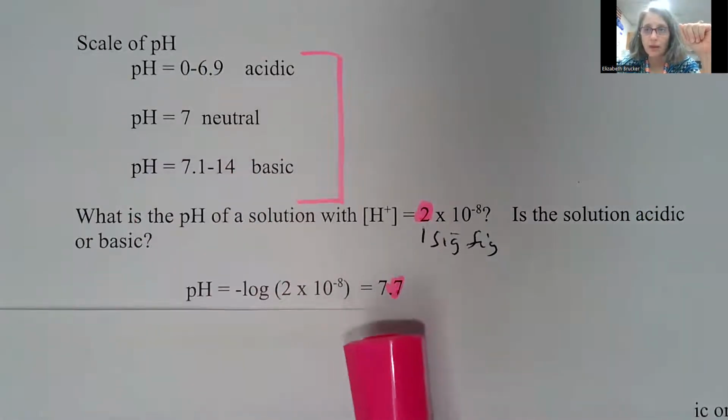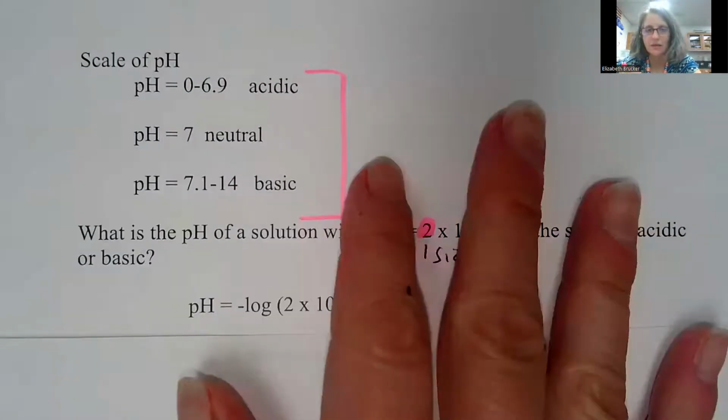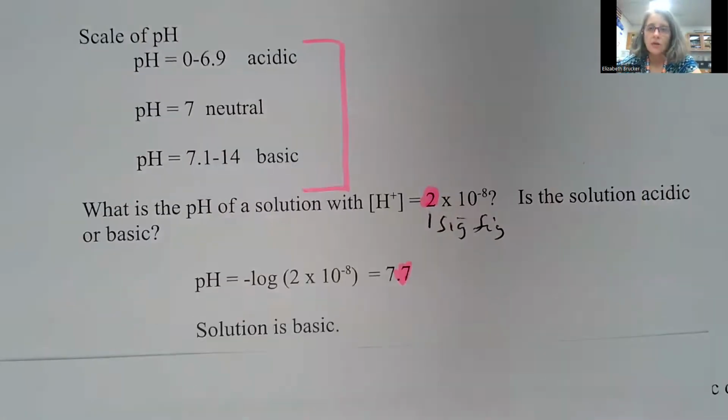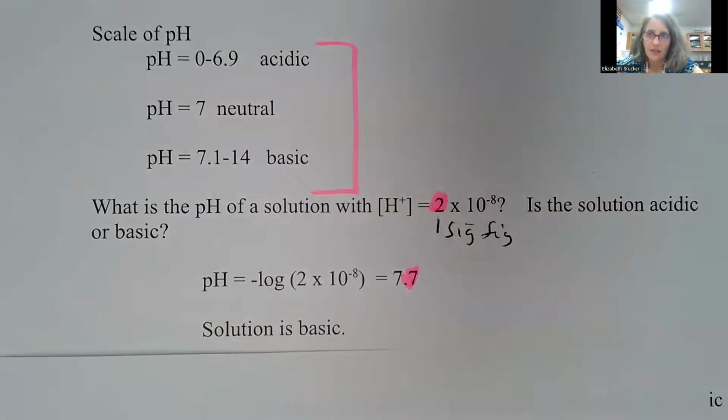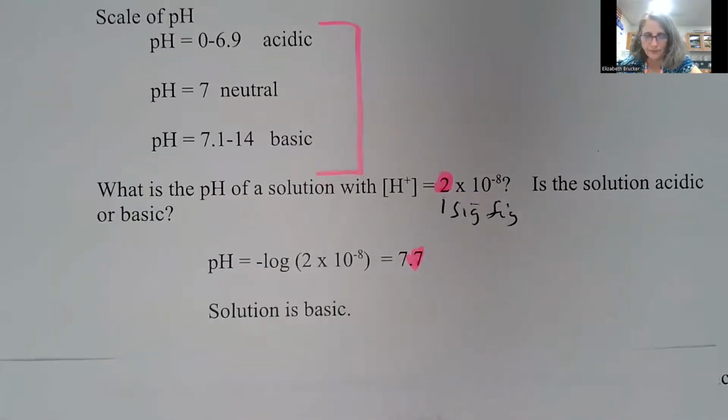And I know that it's above 7. So I know that it's basic. Okay, so you could write down basic for this solution. So that is why we do digits after the decimal, because the 1 through 14, which is our range, is based off of the log. So we do the digits after the decimal because that's going to be where we find out more information.